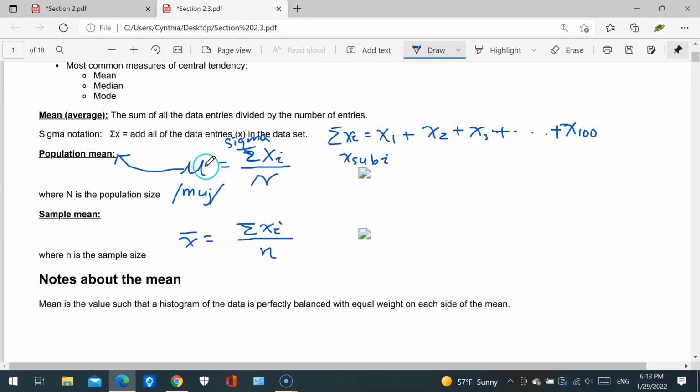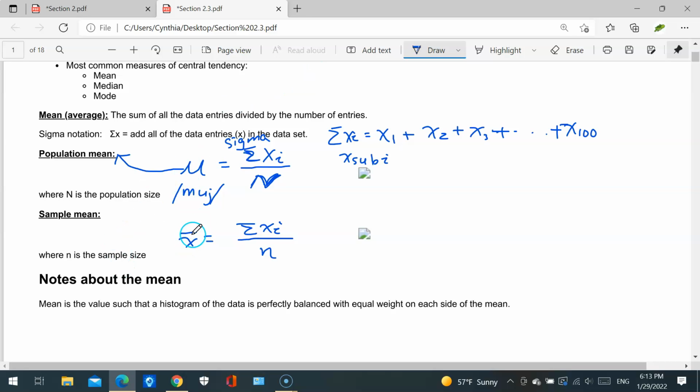So finding the population mean, which we call mu, we sum all the data entries, which are the population data entries, then divide by capital N. Capital N represents the population size. Here we have 100 data, so our N is equal to 100. This is the population mean.